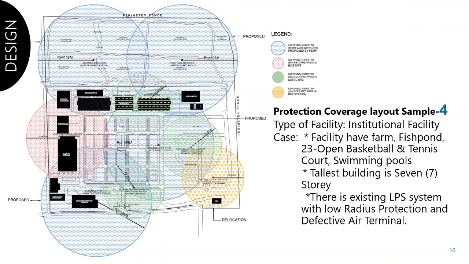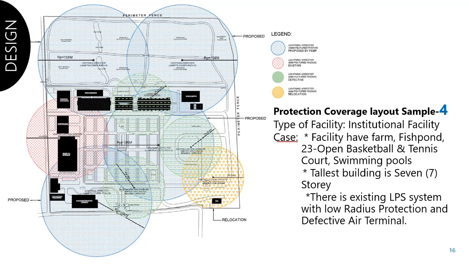Okay, and then I have another sample for number 4, an institutional type of facility. The facility has a fish pond, open basketball court and tennis court, and a swimming pool. The tall building is 7-story. There is an existing LPS with low radius protection, so it's much smaller, maybe smaller radius protection as compared to the one we are using, and a defective air terminal.